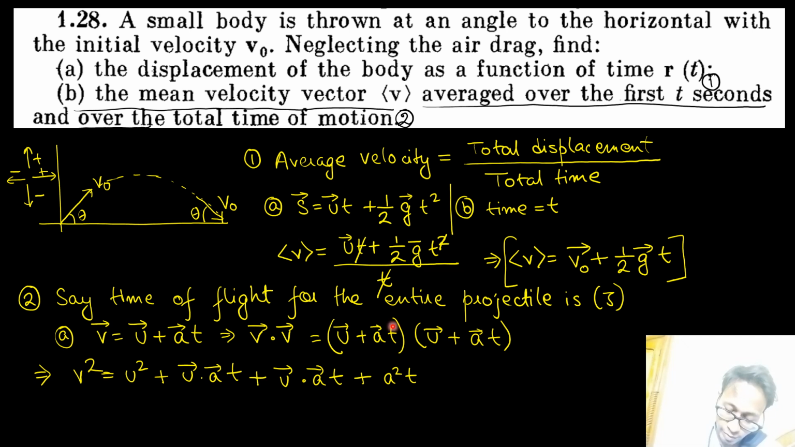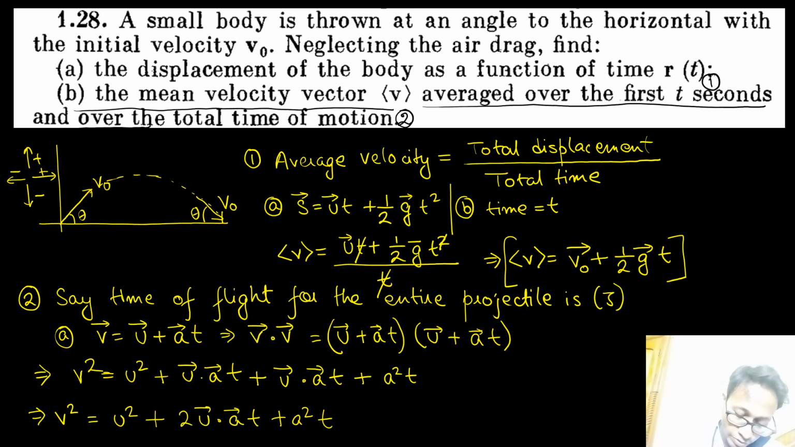See, if you multiply this entire term, this will come as this term. Now let's simplify this term: v square is equal to u square plus 2u dot a dot t plus a square t. And what is this u square? U square is nothing but the initial velocity squared, which is equal to v naught square. Now for the entire path of the projectile, I'm applying some boundary condition out here.